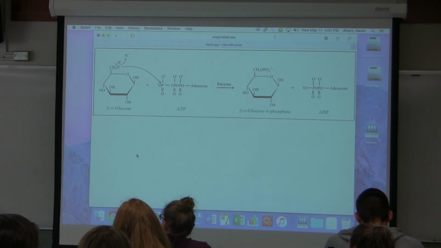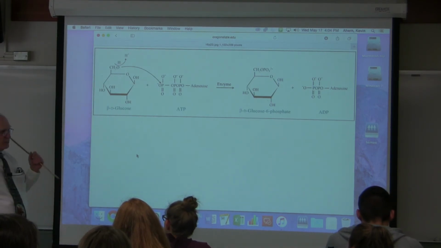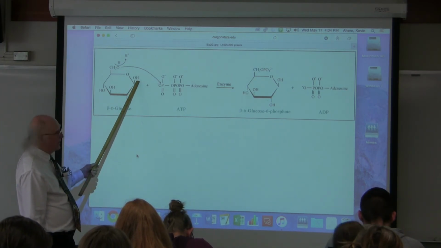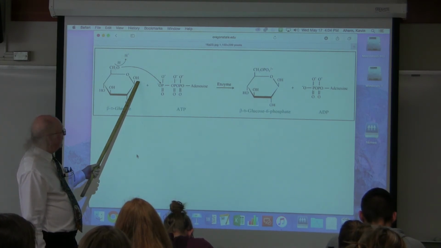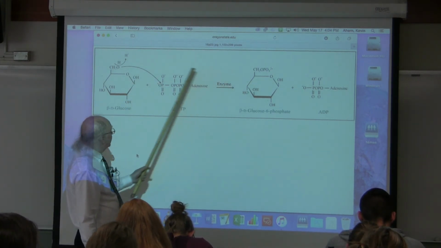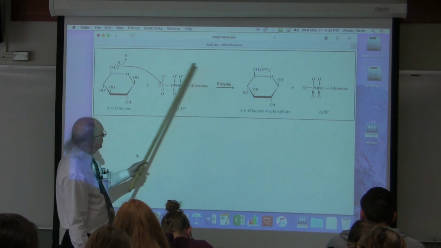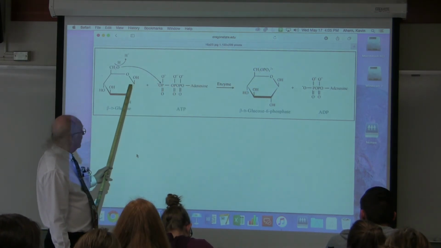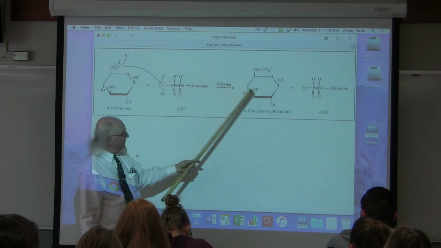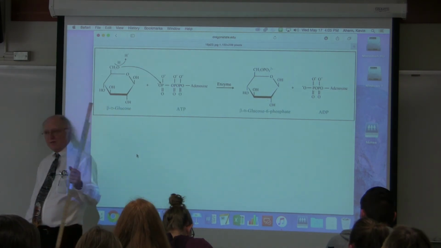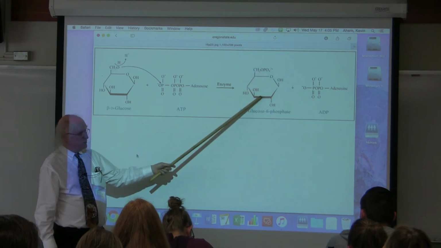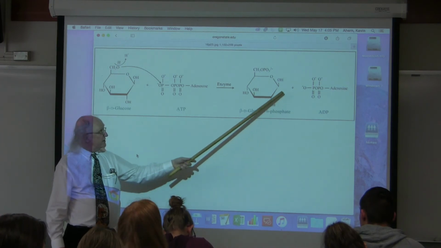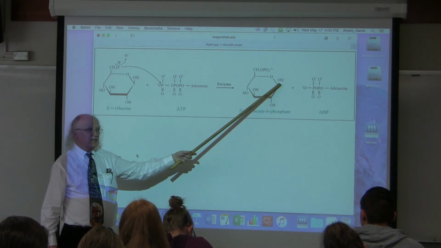Now, sugars can be modified in a variety of ways. I talked yesterday briefly about how we can make glycosides. And glycosides are made by modifying the anomeric hydroxyl. So here's the anomeric hydroxyl. We see here that a different portion of the molecule is modified. In this case, carbon number 6 gains a phosphate. And we're going to see that when we talk about glycolysis, this is actually the very first reaction of glycolysis, putting a phosphate onto glucose. That makes a phosphorylated sugar.